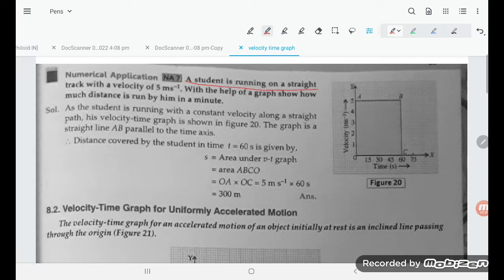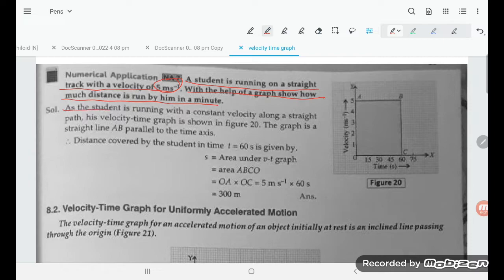A student is running on a straight track with a velocity of 5 meter per second. With the help of the graph, how much distance is covered by him in a minute? He is running in a straight line at 5 meter per second. With the help of the graph, we have to tell.